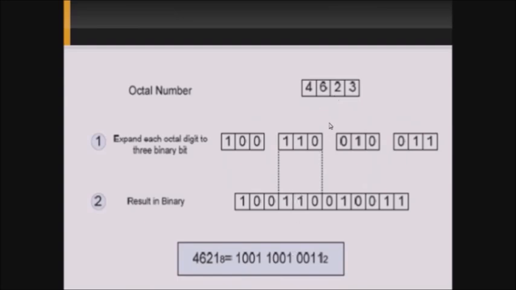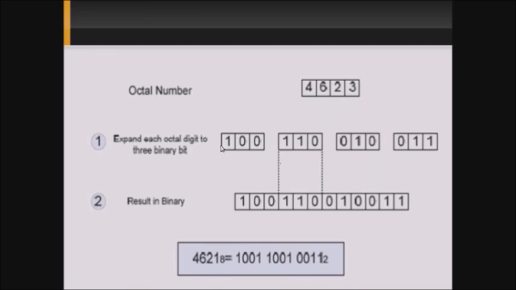I have to represent each and every digit from the octal with its binary equivalent, that is 3 bits form. So 3 would be represented by 011, 2 would be represented by 010, 6 would be represented by 110, and then 4 would be represented by 100. How you get this binary equivalent: you just have to use the 2 power 0, that is power expansion.